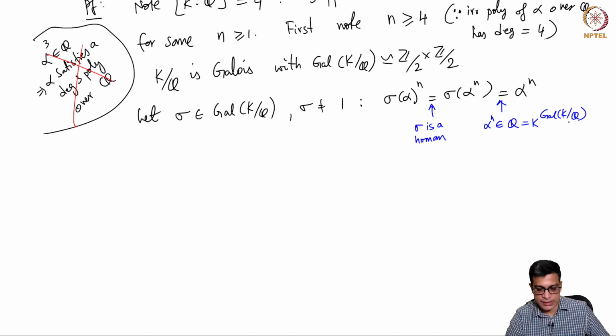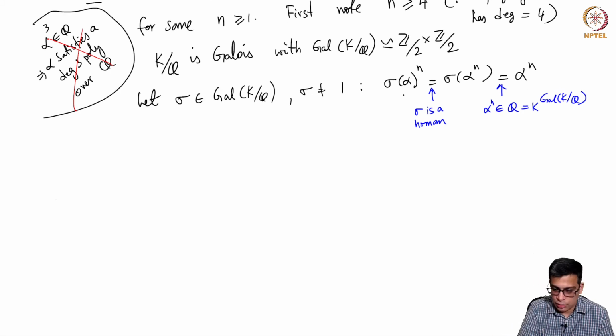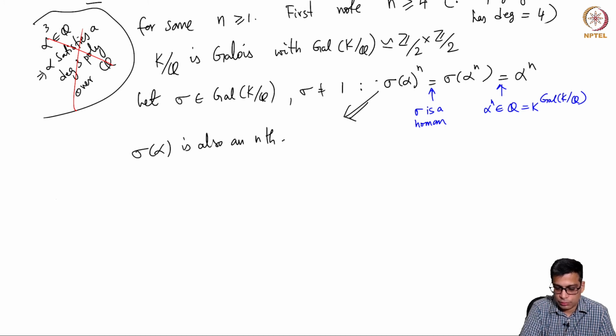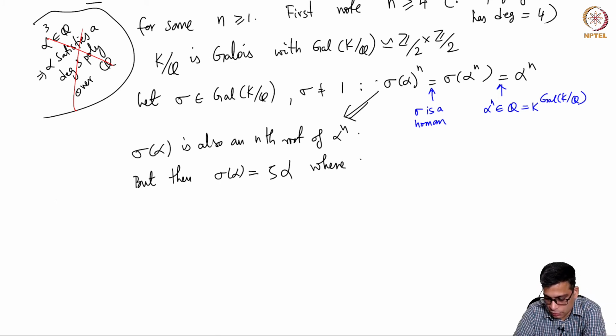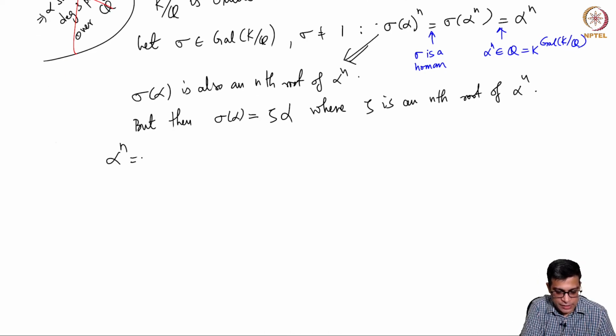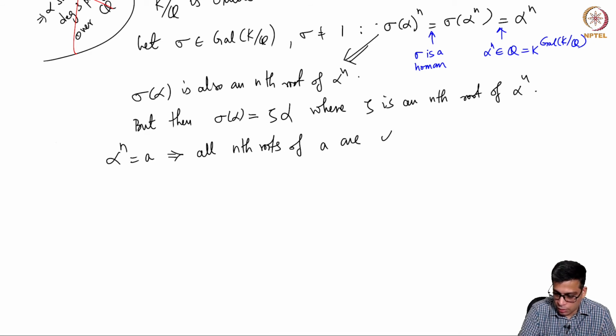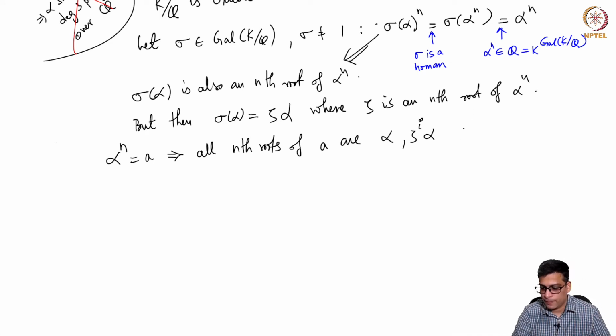So, of course, sigma is a Q automorphism, so it fixes this. So sigma alpha, this implies sigma alpha is also an nth root of alpha power n, but then sigma alpha must be something like this, zeta alpha, where zeta is an nth root of 1, because if alpha power n is a, all nth roots of a are alpha, zeta^i alpha.